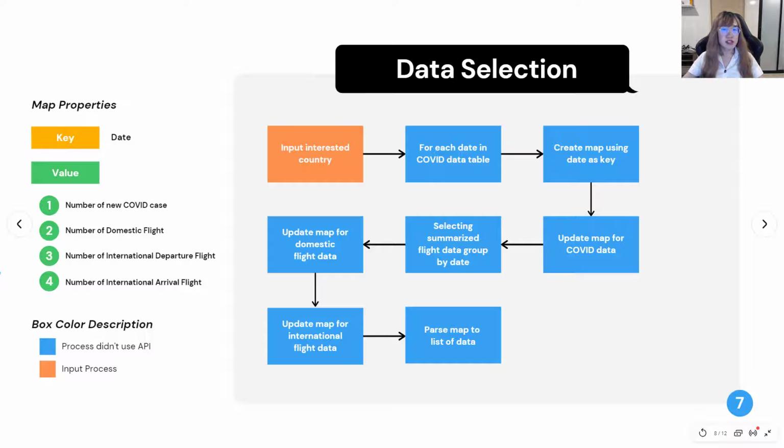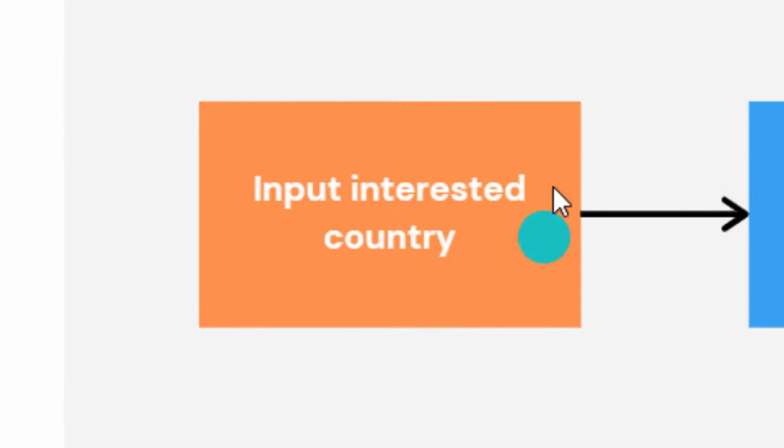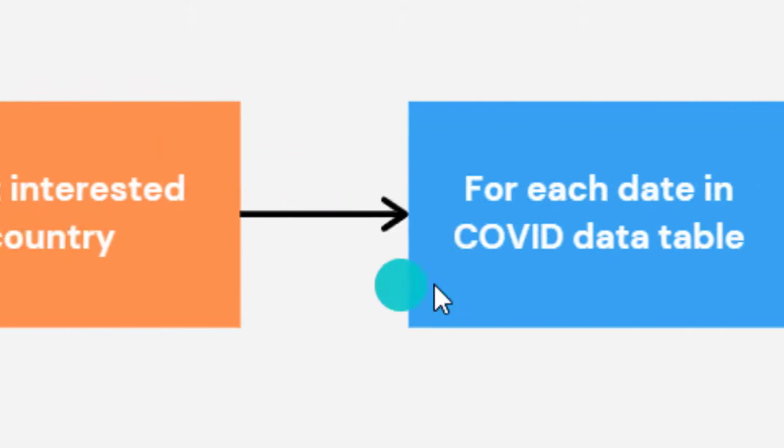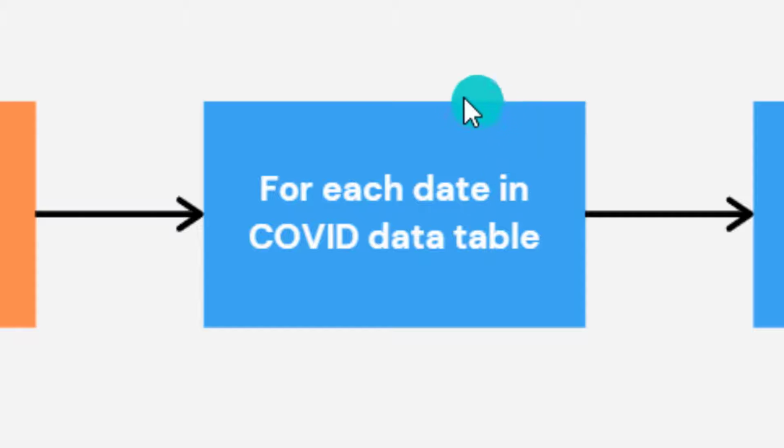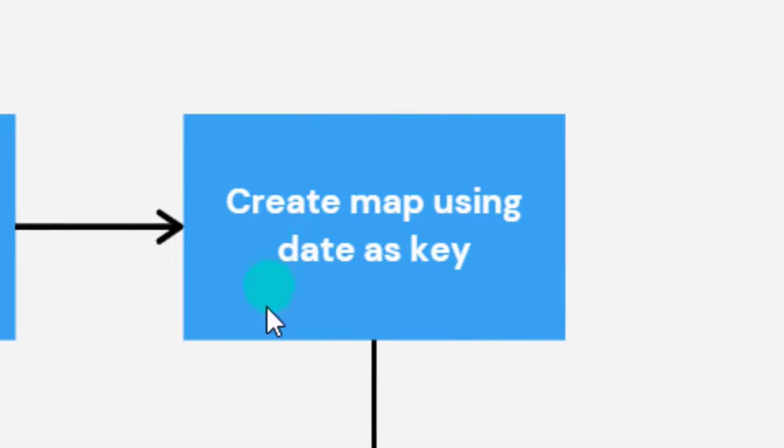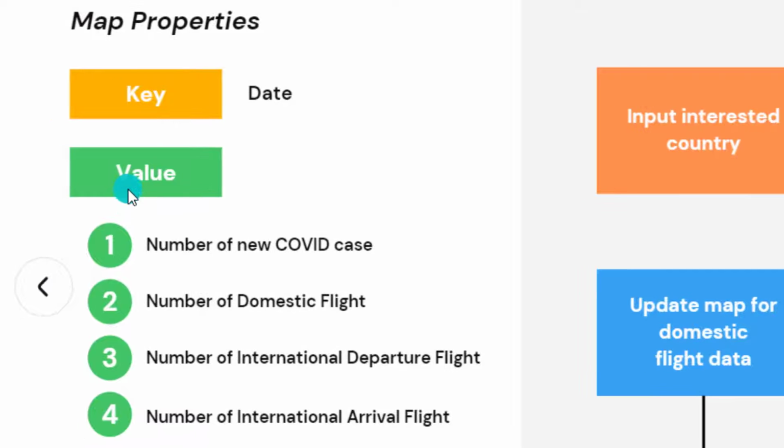The third method is data selection. This method is for querying data for a country of interest. This script will take a country of interest, query the COVID data of that country and store it in a map object. The map object has four attributes. First is the number of new COVID cases. Second is the number of domestic flights. The third is the number of international departure flights. And the fourth is the number of international arrival flights.